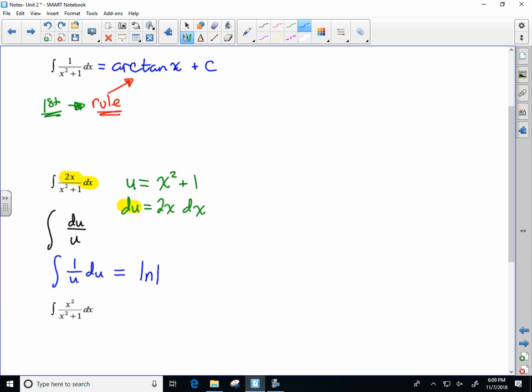Which is ln of whatever that u is plus c, and the u is x squared plus 1. Now in this case, I wouldn't need the absolute value brackets. You could just use regular parentheses if you want, but you can never go wrong if you put the absolutes in there. I mean, you'll never be wrong if you put the absolutes in there. So make that your default.